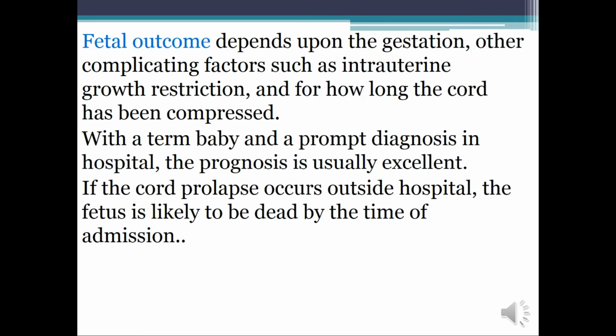Fetal outcome depends upon the gestation, other complicating factors such as intrauterine growth restriction, and for how long the cord has been compressed. With a term baby and prompt diagnosis in hospital, the prognosis is usually excellent. If the cord prolapse occurs outside the hospital, the fetus is likely to be dead by the time of admission.